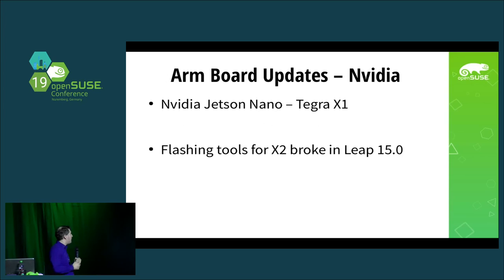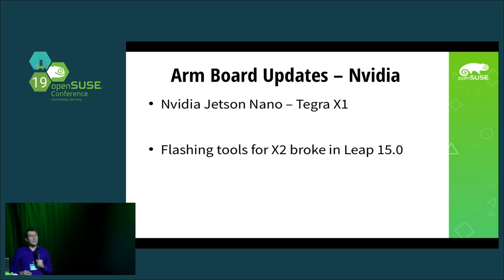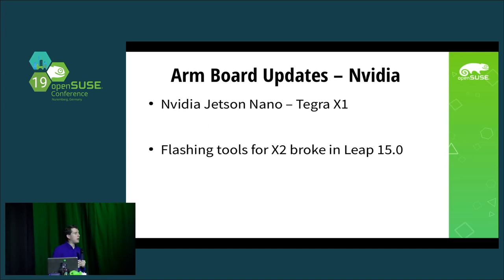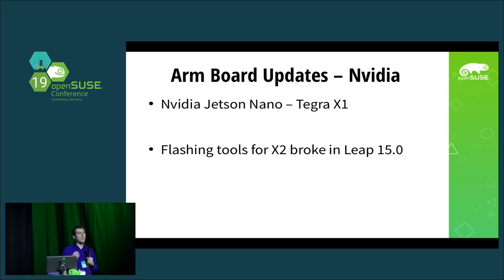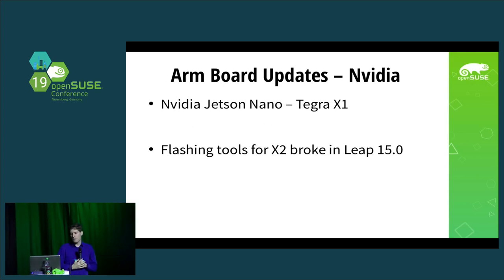NVIDIA has, with much fanfare, introduced a new Jetson board. Unfortunately, the fact is that it is using an older generation of the Tegra chip, the X1. We had already successfully tested the trusted firmware and U-Boot for that particular chipset, so hopefully that should be fine. If anyone has one and can provide feedback, that would be appreciated. Looking at certain people in the front here. And yeah, I've made the experience for the X1 generation that things have been working okay with flashing things onto those boards for me, but since upgrading to Leap 15.0, I've been unable to actually get anything onto the X2 board. So that remains to be retested with 15.1.